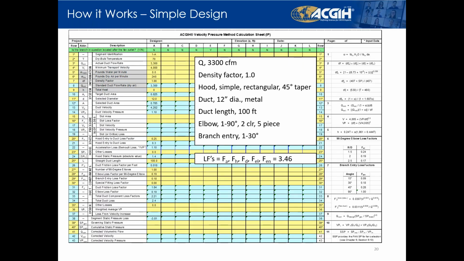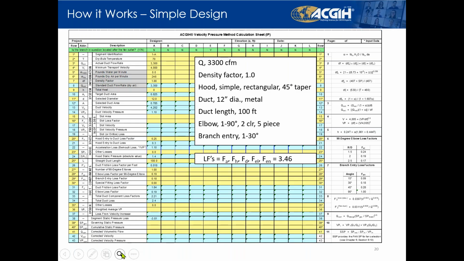Let's look at some examples on how this works. Here we have a simple design. Our flow rate is identified as 3,300 CFM. Our density factor is 1.0. We have one hood. It's a simple hood, rectangular, 45-degree taper. We have a 12-inch diameter duct. It's metal. We have 100 foot of duct length. We have one elbow. It's a 90-degree elbow, 2 centerline radius, 5-piece. And we have one 30-degree branch entry.